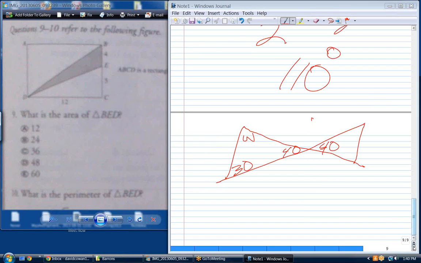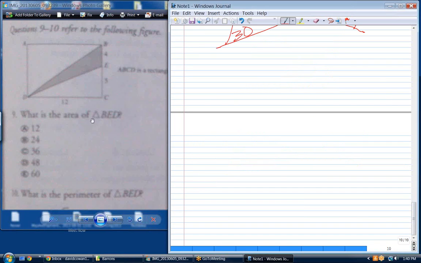Okay, how about this one here? Let's see. What's the area of BED, which is this shaded region here? This measurement is 4, this measurement is 5, this measurement is 12. Well, shaded region problems are what kind of problems? I take that back. In this particular case, they're not.